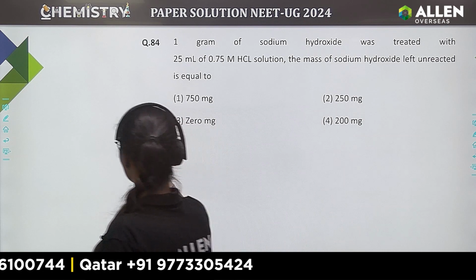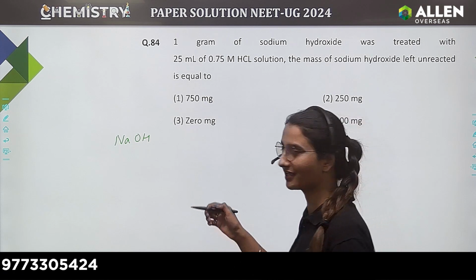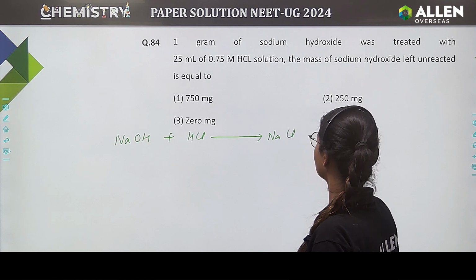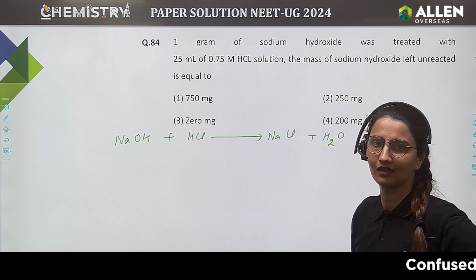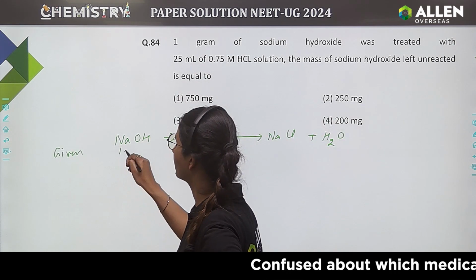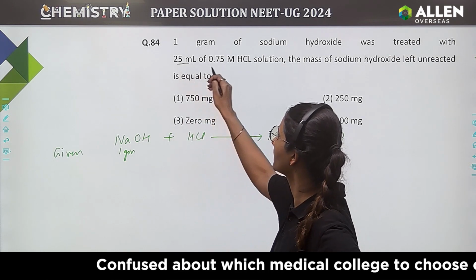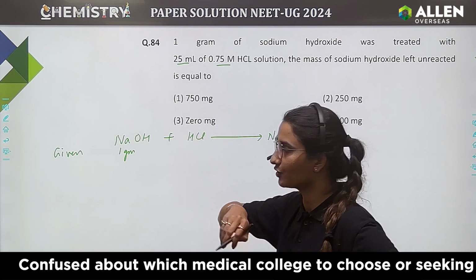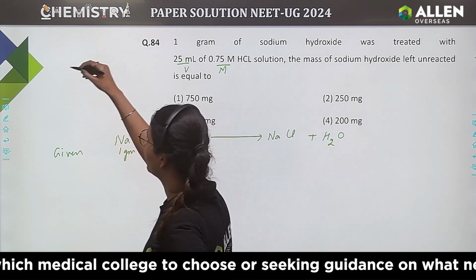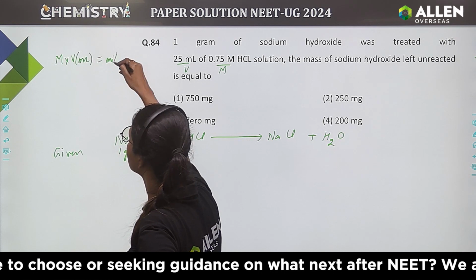Okay, there is a reaction, students. NaOH. We know acid and base react to form salt and water, right? NaOH plus HCl will give you what? NaCl plus H2O. What am I given with? I am given 1 gram NaOH. And I am given HCl, 25 into 0.75. You know, students, this is your volume, this is your molarity. Whenever I do molarity into volume in ml, I get millimoles.